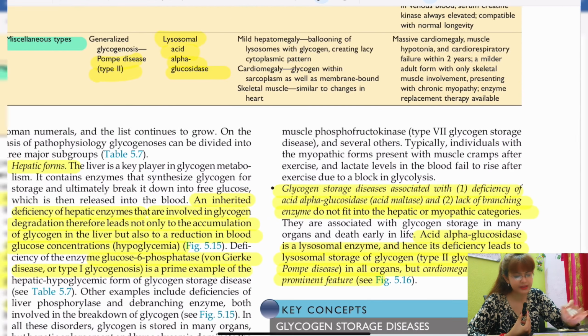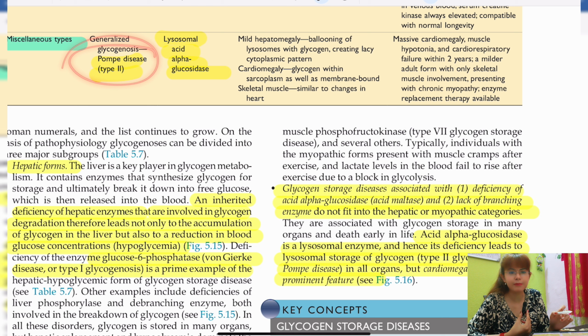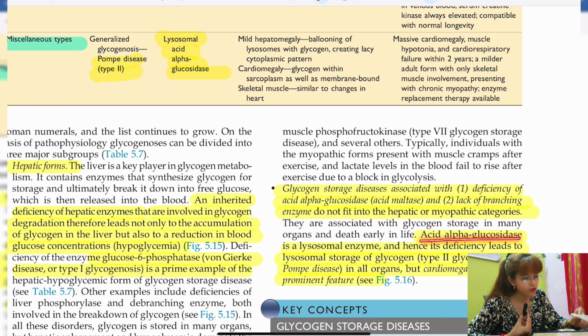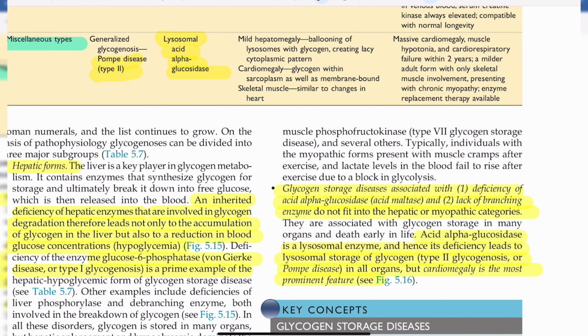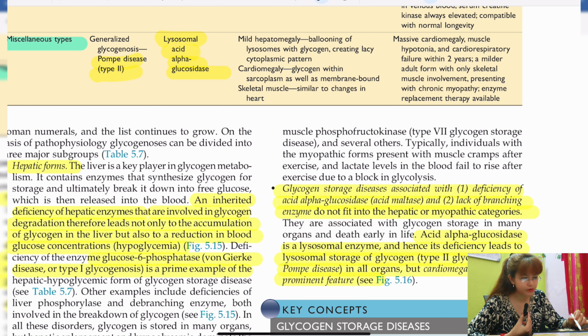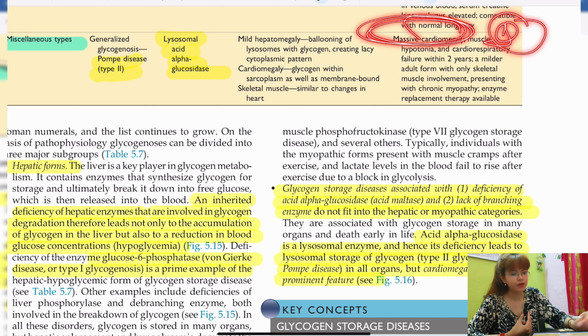And you must remember that there's Pompe's disease, or type 2, which is a lysosomal storage disease, because the enzyme deficient here is lysosomal acid alpha-glucosidase. Acid alpha-glucosidase is a lysosomal enzyme, and hence its deficiency leads to lysosomal storage disease, type 2, which is Pompe's disease, in all organs, but cardiomegaly is the most prominent feature here. Very, very important. There's a massive cardiomegaly over here.